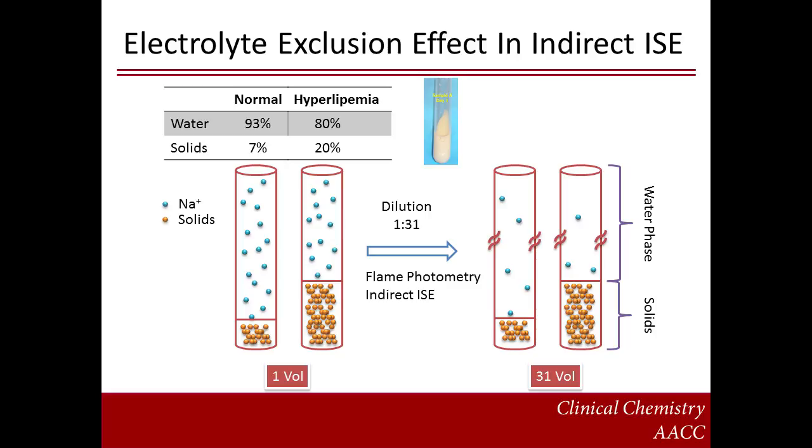The two diagrams on the left side represent a normal sample and a sample with hyperlipemia. During the dilution process for indirect ISE, or flame photometry, the volume changed from 1 to 31. In the case of hyperlipemia or hyperproteinemia, as the sodium is only present in the water phase, the effective dilution factor for samples will be much higher than what is in a normal sample. This effect is equivalent to short sampling.